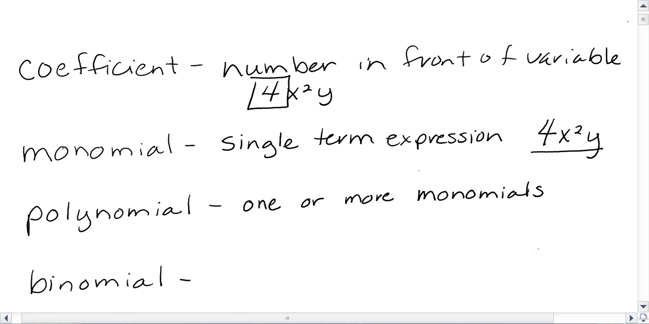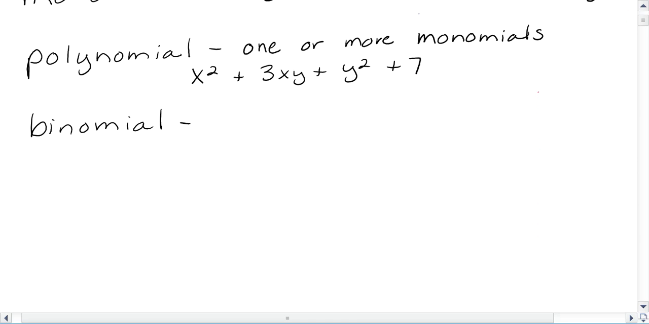A polynomial is defined to be one or more monomials, so a polynomial is like many. So if we had like x squared plus 3xy plus y squared plus 7, that would be a polynomial because it's made up of 4 terms. Then binomial, that prefix bi meaning 2, it's a polynomial that's made up of 2 monomials. So an example of that would be like 3x squared plus 4y.